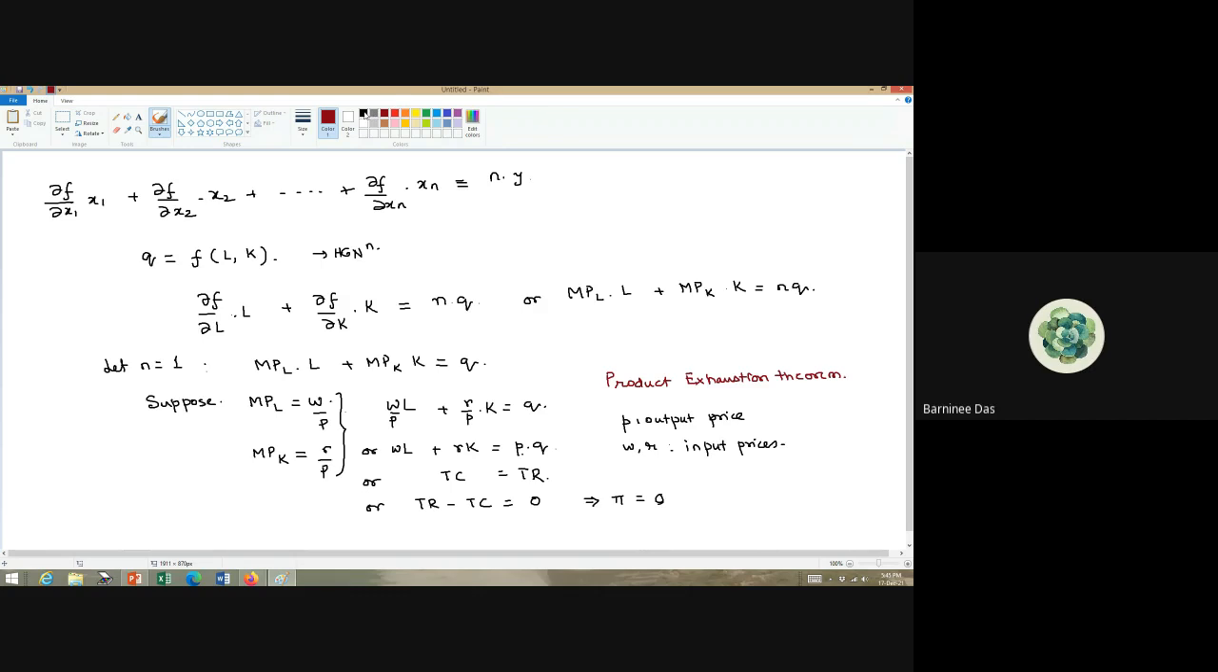Sir, how do we get MPL equal to W by P? At equilibrium, we have MPL by MPK equal to W by R. So how is this formula derived? In equilibrium, we have MPL by MPK equal to W by R. Acha. How do you get this condition?